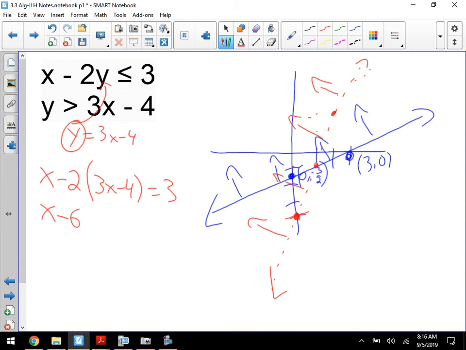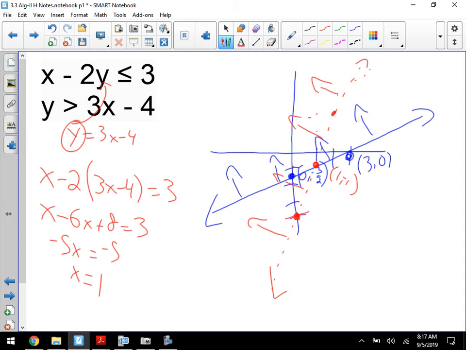x minus 6x plus 8. What was that? -5x. So x is at 1. I like it when it's easy like that. And then what's your y value? -1. Very good. So my scaling was correct. The intercept is at 1.